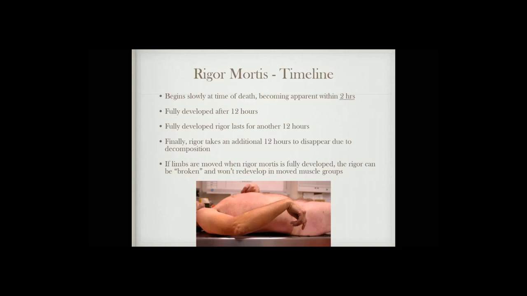Just like in livor mortis, moving a body can disrupt the development of rigor mortis. Rigor can be broken while developing or when fully developed by moving a muscle group such as those found in the limbs. Once broken, rigor will not return to those muscle groups. So finding flaccid muscles in a body that is otherwise fully rigid can yield clues about the circumstances surrounding the body post-mortem, indicating that the body was likely moved somewhat.